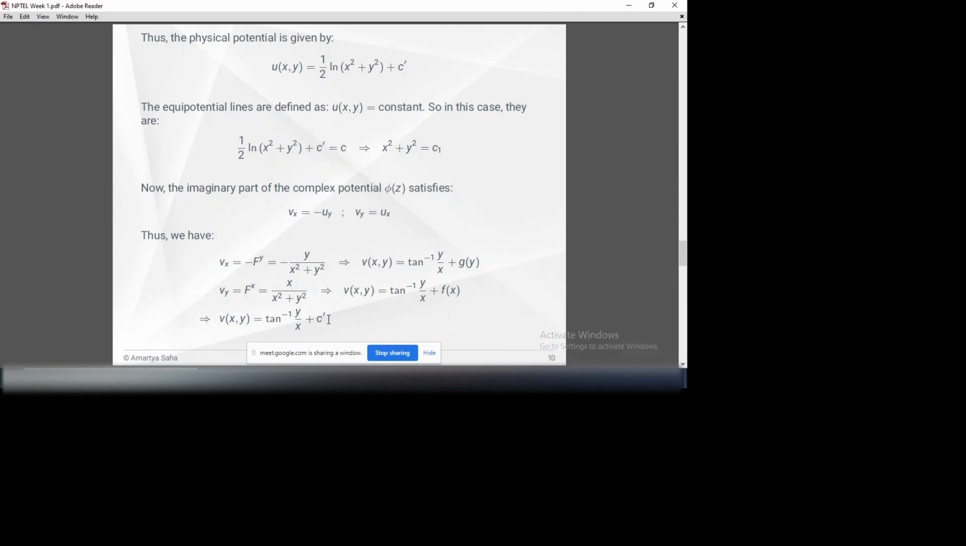Okay, and that will lead to results. And so again there are these two undetermined functions, but there is nothing then to compare with, so they are constants. So they have to be equal to each other, but one is a function of x and the other is a function of y, so they better be constants. So then we have the imaginary part as tan inverse y by x.